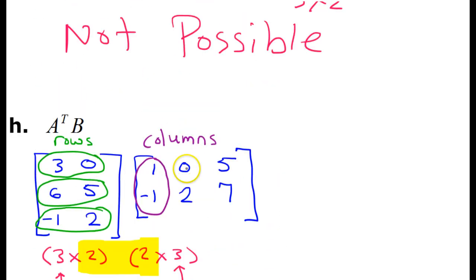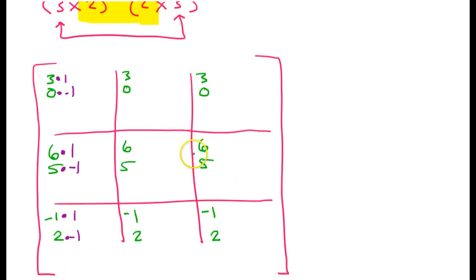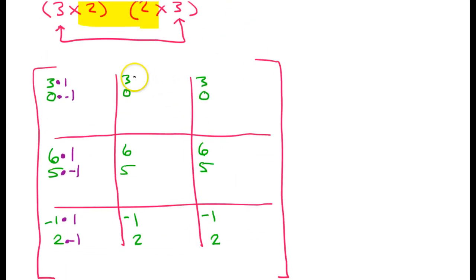Okay, next we have column 2. Column 2 goes down column 2. So I will have times 0, times 2, times 0, times 2, times 0, times 2.